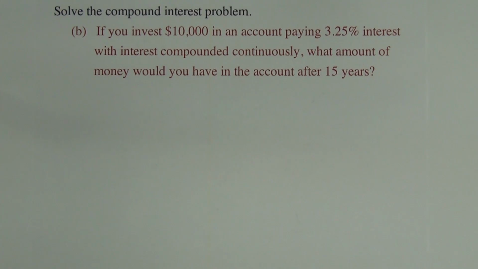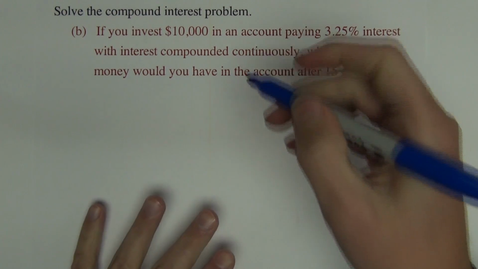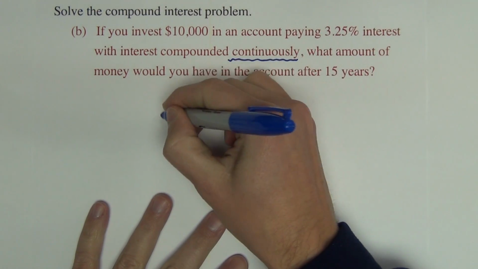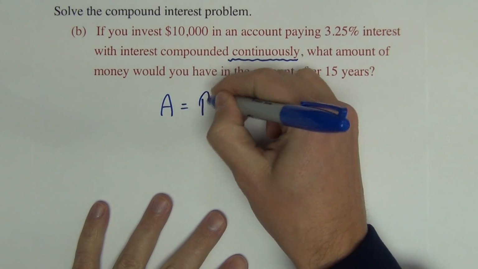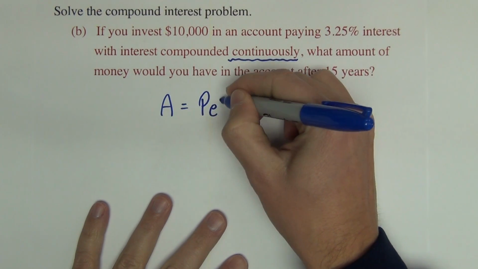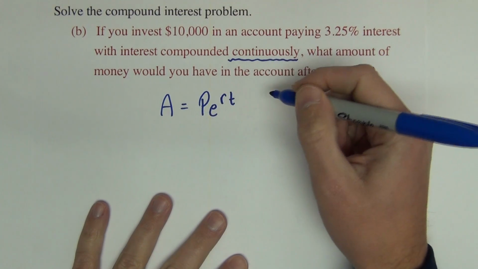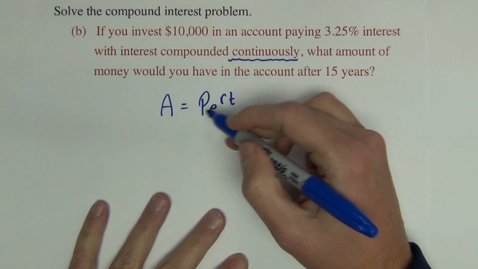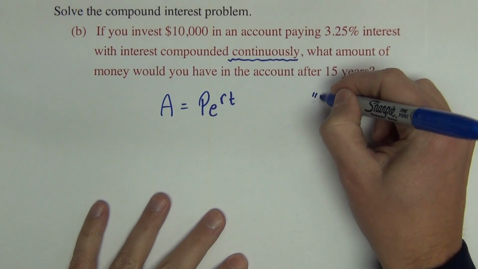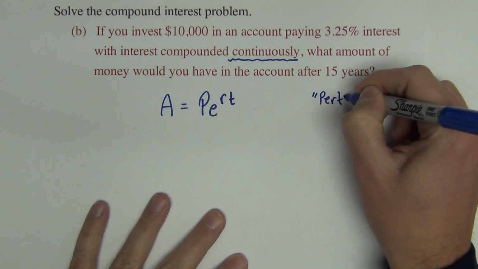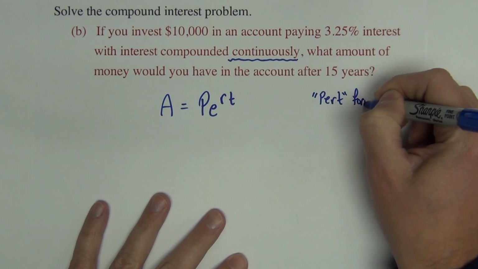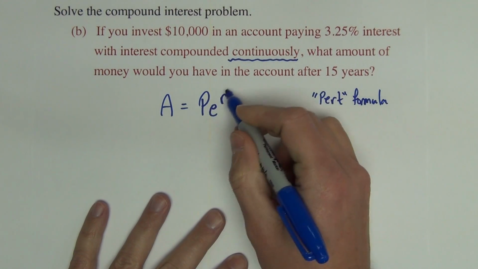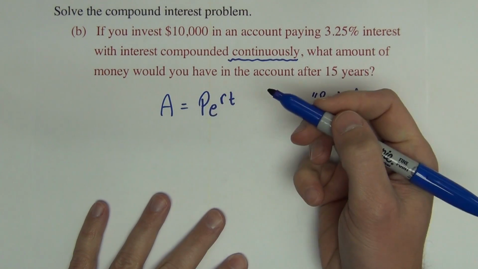Alright, this next example is the same type of problem. It's a compound interest problem. We are compounding interest continuously. When we see that word, we're just going to think A equals P e raised to the rt. Some students call this the PERT formula, so that they can spell it. If they can say PERT, then they can probably spell it and get the arrangement of the variables set up correctly.